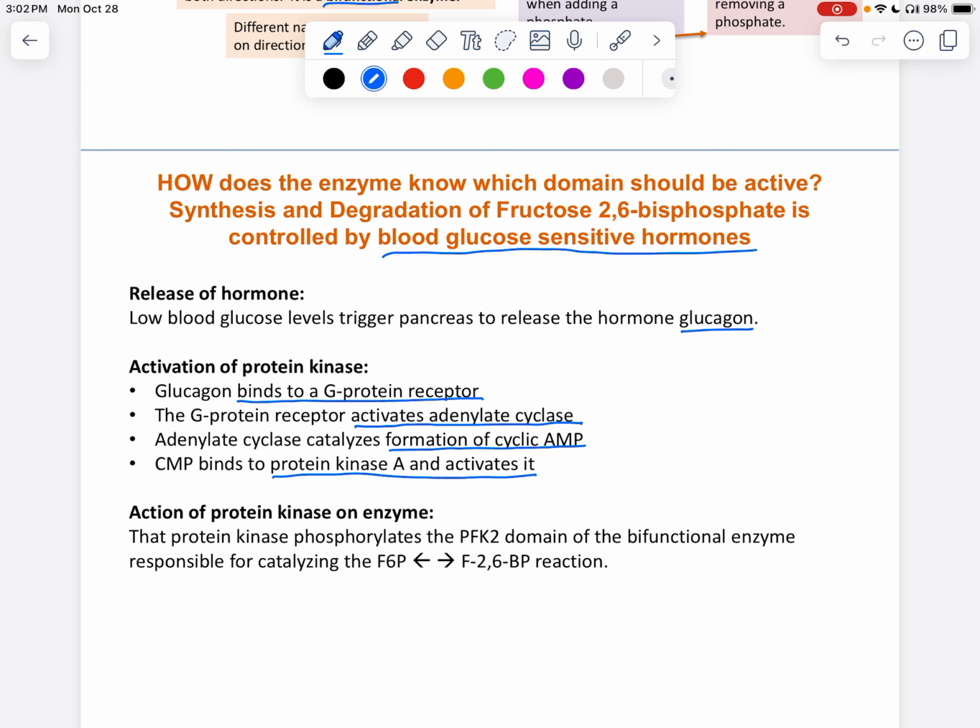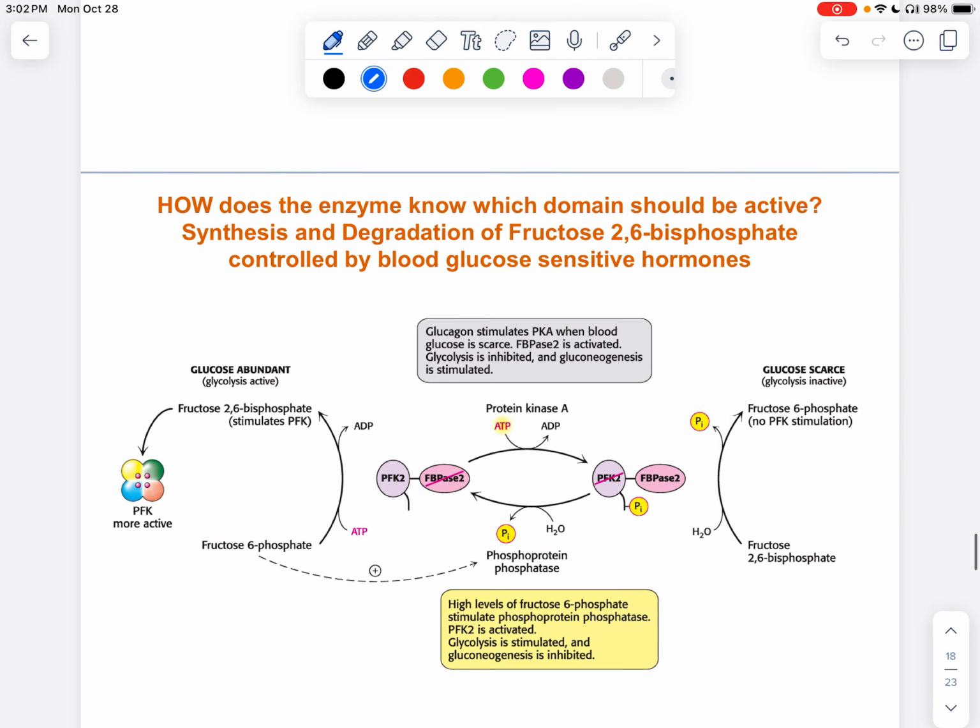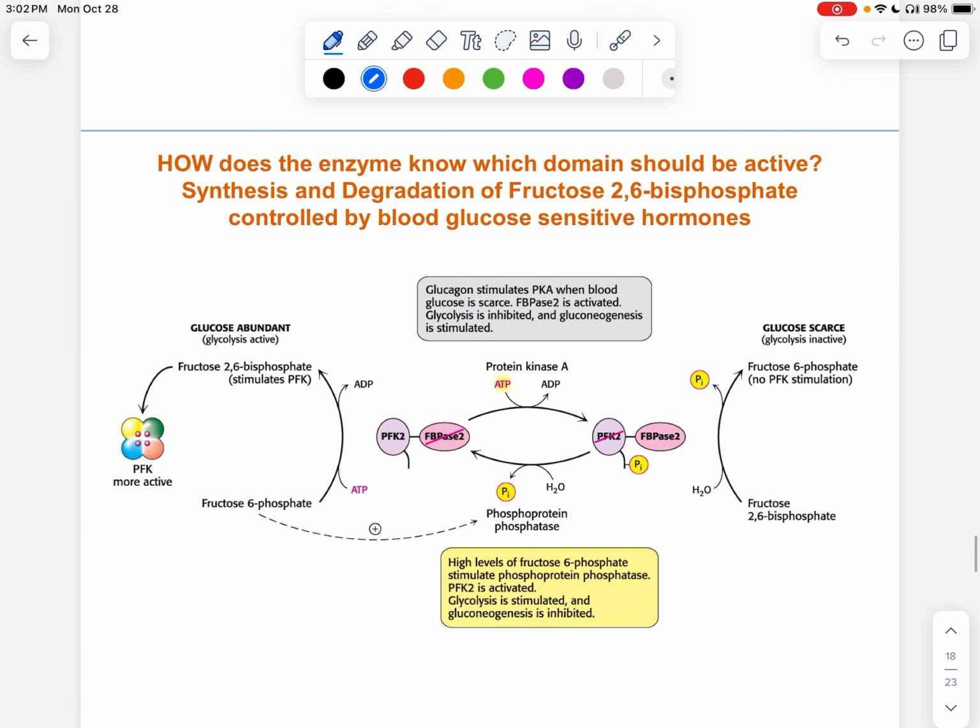So that's what's happening. Your body's producing this glucagon, and it is your primary messenger. It's binding to that G protein receptor, and we see that cascade go on, and now we have activated this kinase. We know kinase transfers a phosphate group. And so the protein kinase phosphorylates the PFK2 domain of the bifunctional enzyme. So let's look at this. There's a lot on here, so just kind of watch slowly as we go.